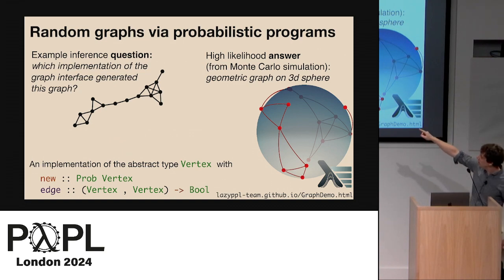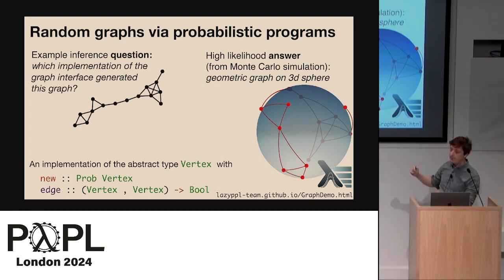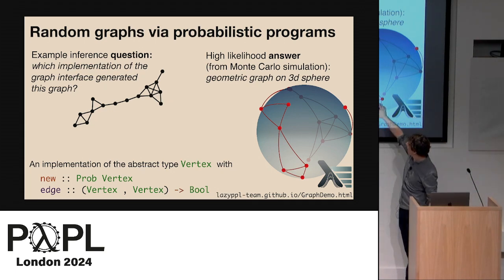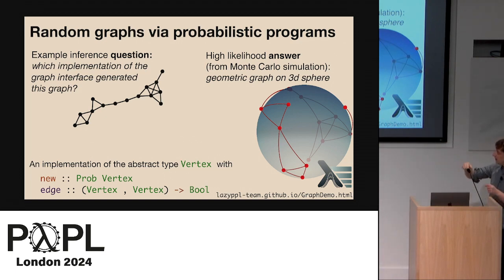Given the graph on the left, suppose we found it in the wild by measuring something, where did it come from? And we can infer, perhaps it came from a geometric situation, with quite a high likelihood, where you can see this is actually the same graph, but it's now mapped onto the sphere, and vertices that have edges between them are close. So these are the kind of questions you might ask.